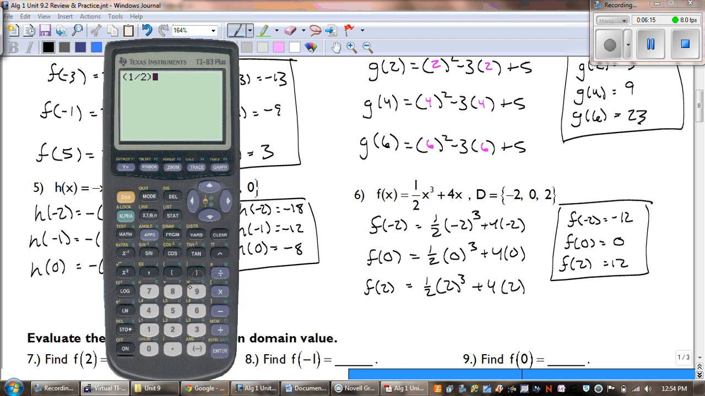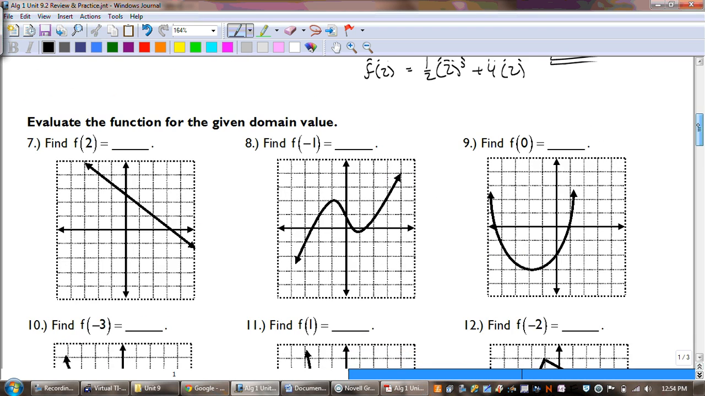In my calculator, I have to put the 1/2 in parentheses. I'm multiplying it by negative 2 raised to the 3rd power plus 4 times negative 2. And that's how we get negative 12. Okay, so you have to be very careful about your calculator. The calculator is only as smart as the person who pushes the buttons.